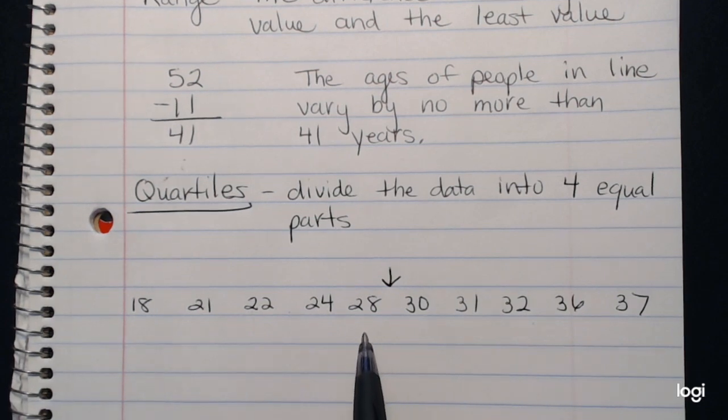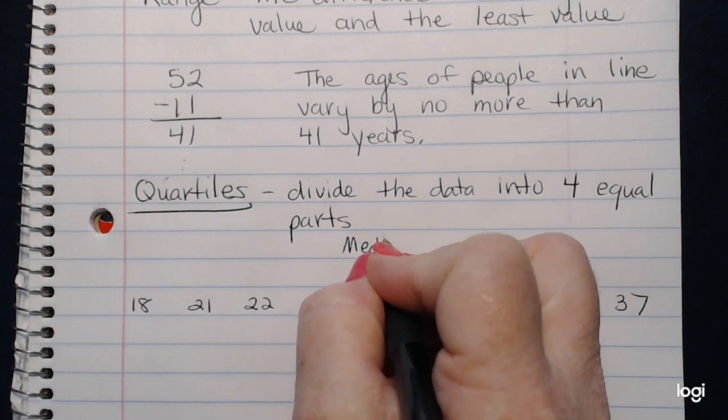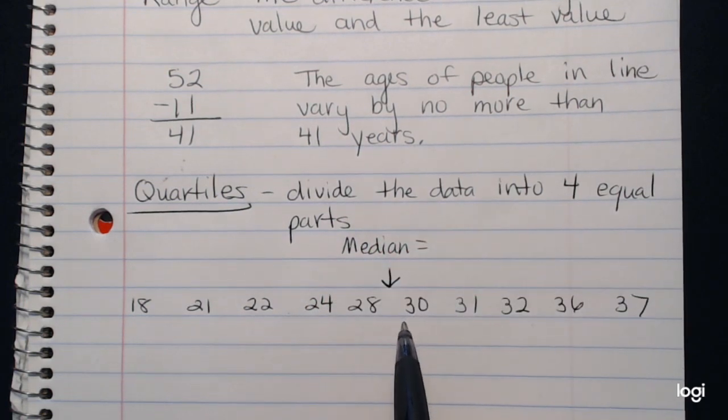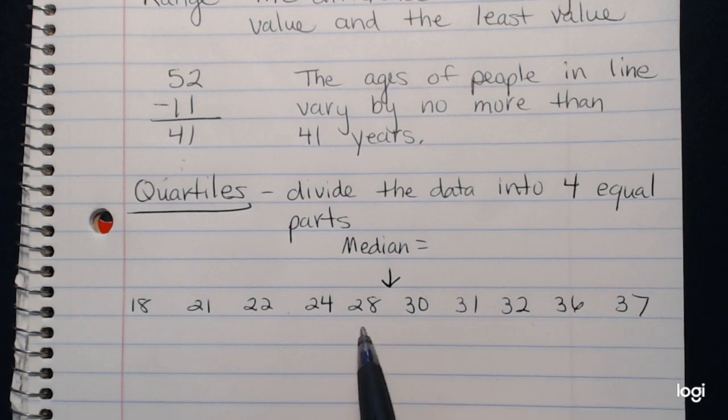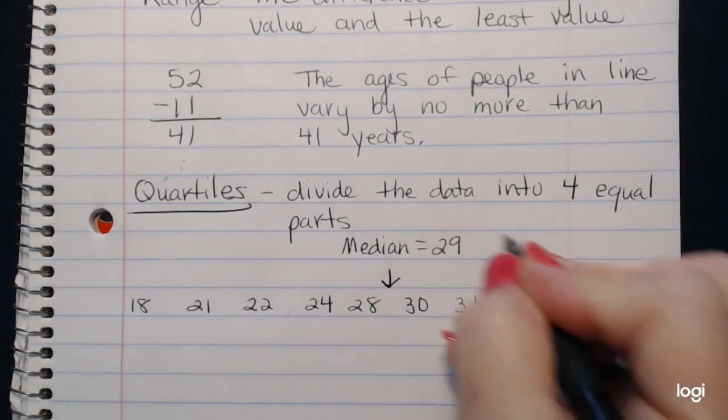There are 2 ways that I can find the median. One is I can look at the 2 numbers and I can determine what comes between 28 and 30. The other way is I can add the 2 numbers together and divide by 2, and my answer is going to be 29.